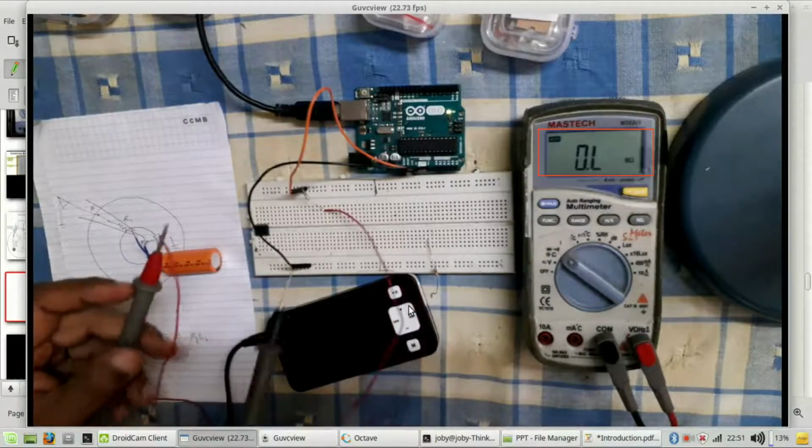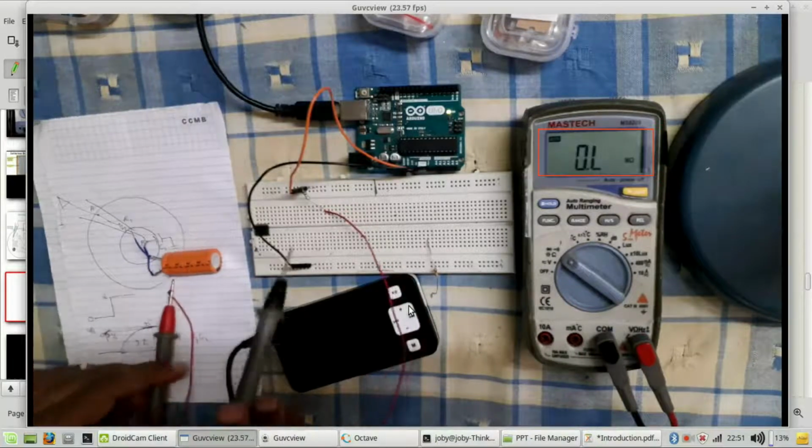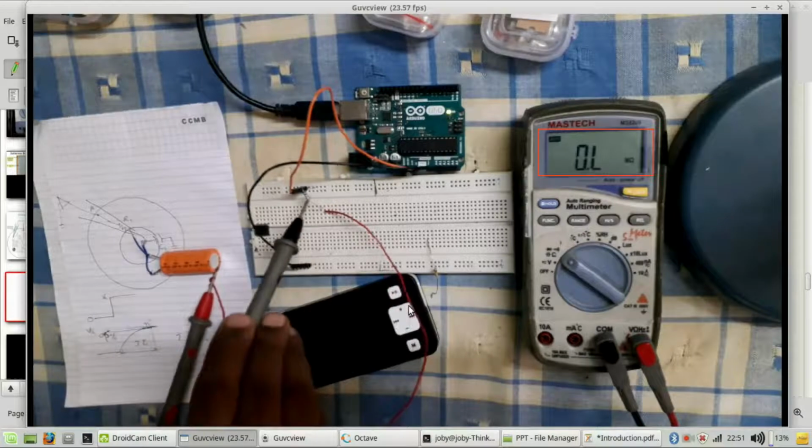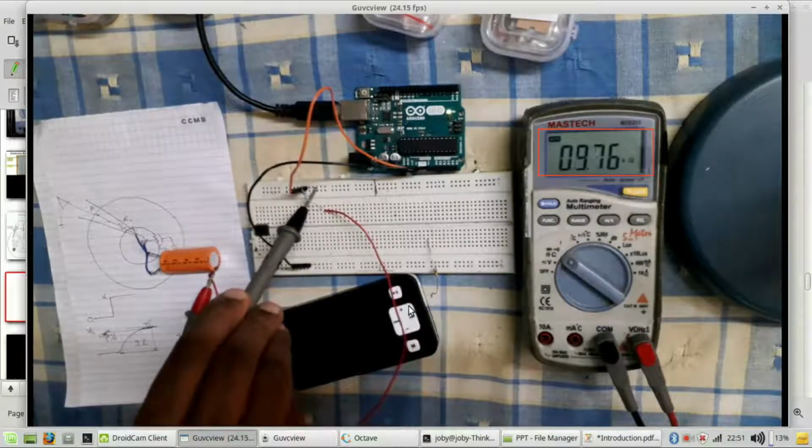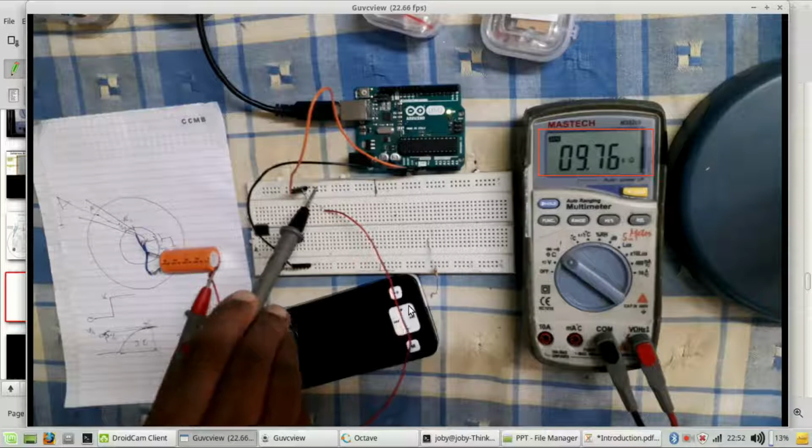This is a different one from that we have. This point is our positive, and so I have to measure the resistance here. It is showing 9.75, and actually it is supposed to be 10 kilo ohm, so it's a little lower than that.